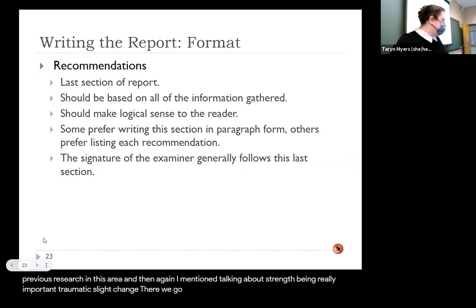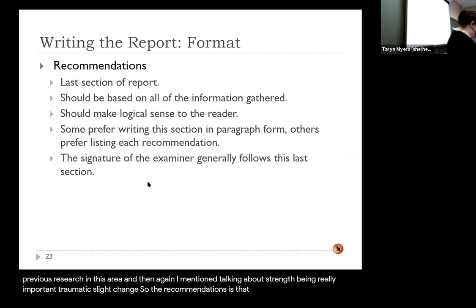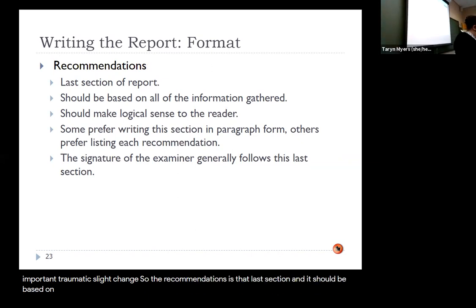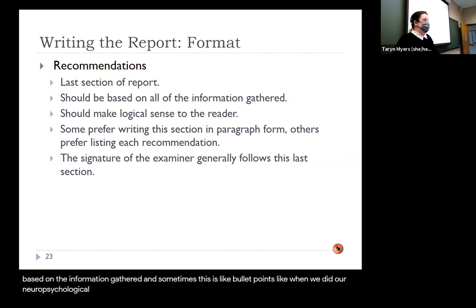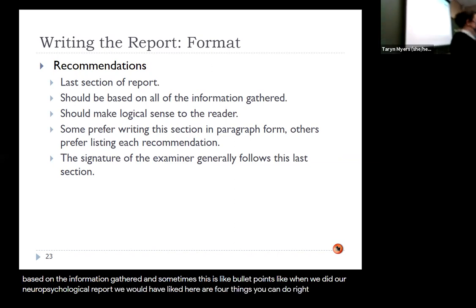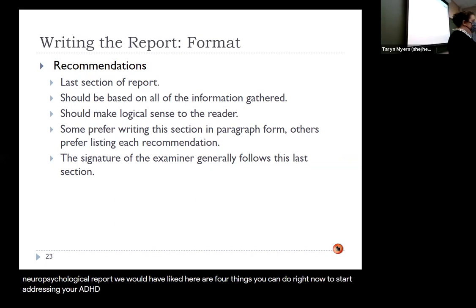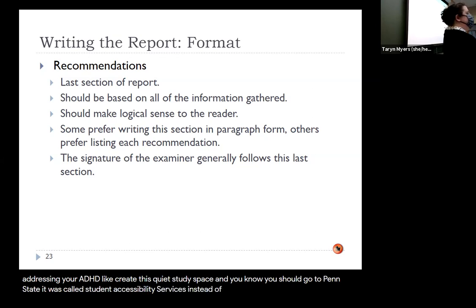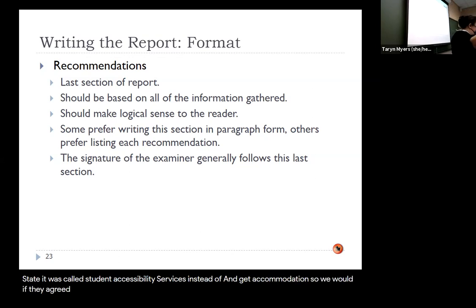There we go. So the recommendations is that last section, and it should be based on the information gathered. And sometimes this is bullet points. Like when we did our neuropsychological reports, we would have, here are 4 things you can do right now to start addressing your ADHD. Create this quiet study space, and you should go to student accessibility services and get accommodations. And we would, if they agreed, just send a copy of our report over to them, for example.